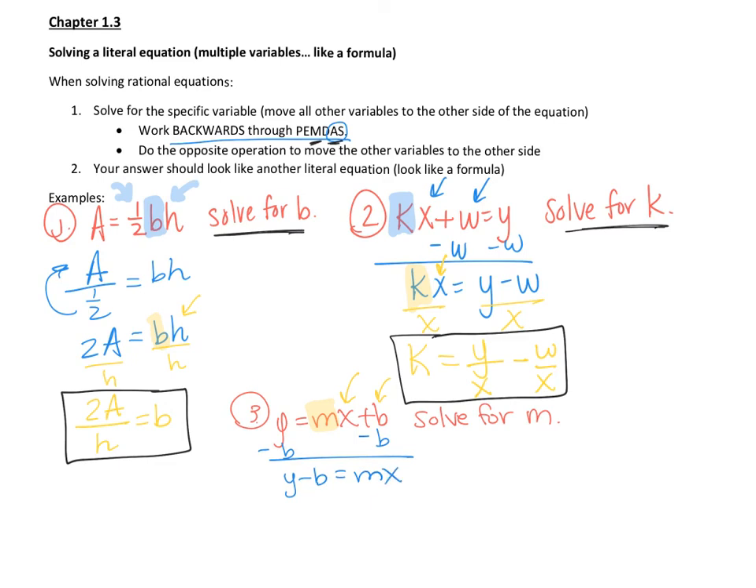We're still trying to get rid of that x because m is what we want by itself. To get rid of that x, which is being multiplied by m, I would divide. I'm going to divide each one. So I'm going to end up with y divided by x minus b divided by x equals m. I go back and I say, I was solving for m. m is now by itself. So we've got our solution. Remember, on a literal equation, in the end, it will look like another formula. I'm not getting a single number answer.